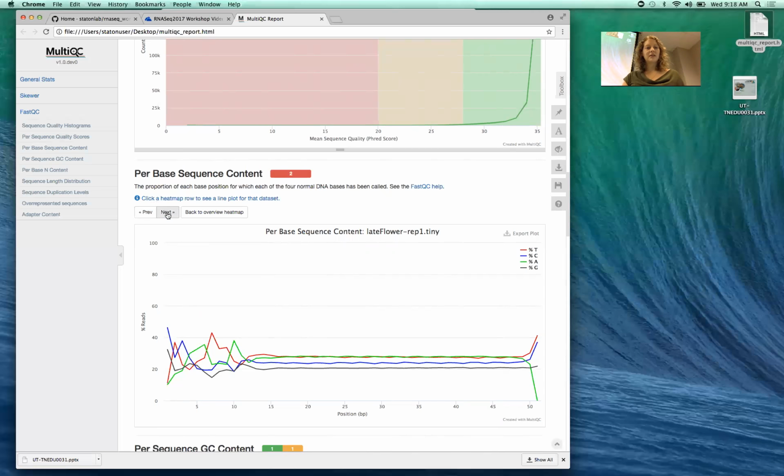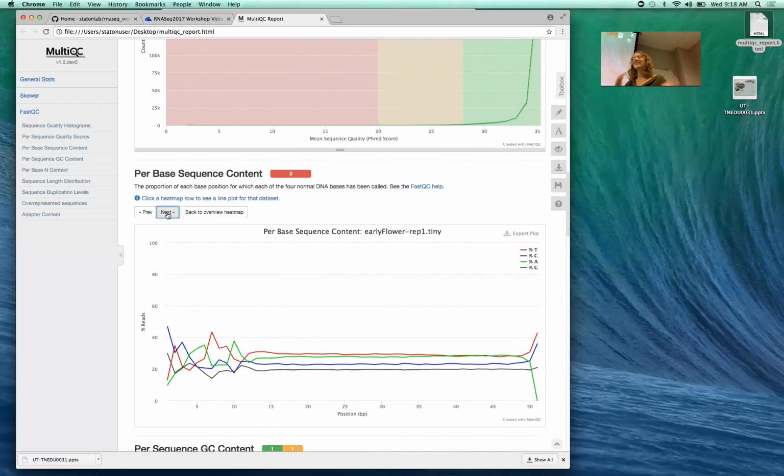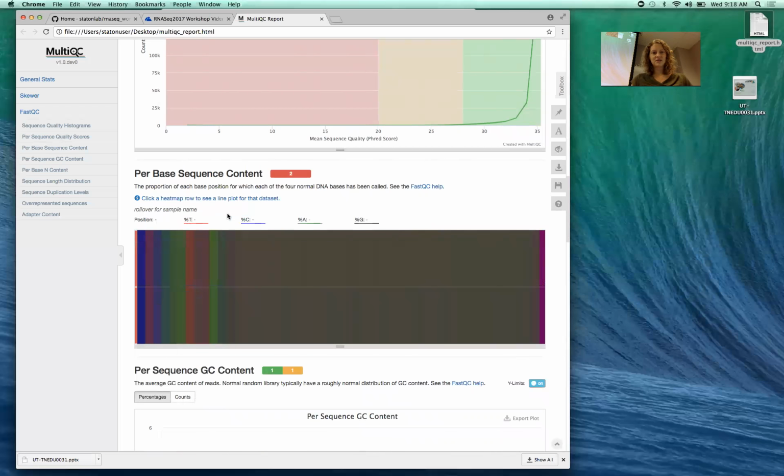If you had 50 reads, you could click through. But we only have 2, so it's just going file 1, file 2, file 1, file 2. You can go back to the overview heat map. These 2 look very similar to each other. Another thing I'm looking for here is any sample that stands out and looks really different from all of our other samples.